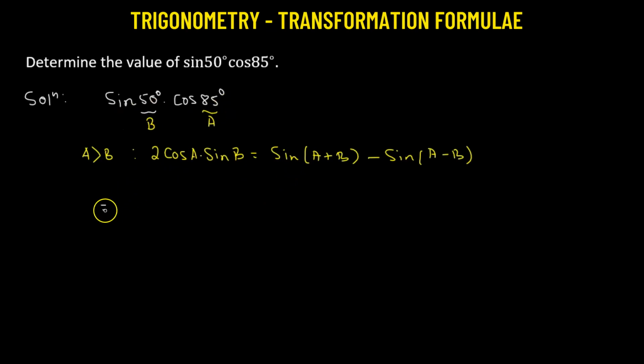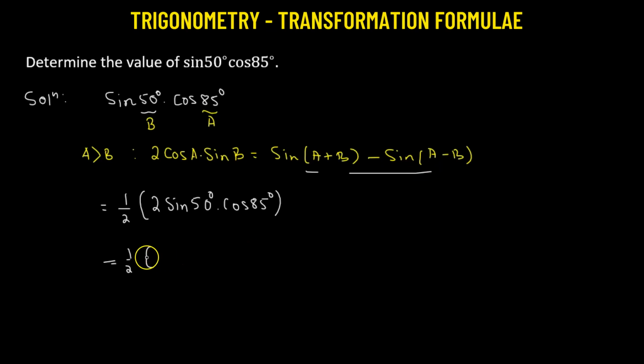So our given problem now transforms to, so here we are missing a factor 2. So what we'll do, we'll multiply and divide by 2. We have half times 2 sine 50 degrees times cosine of 85 degrees. Right. So that will be equal to half. So here we now apply the transformation formula. We have sine of, we need to first add the two angles. We have 50 degrees plus 85 degrees minus sine of, so here we need to be a little bit careful. We have considered A to be 85 degrees and B to be 50 degrees. So we'll subtract 50 degrees from 85 degrees. So 85 minus 50. Right.